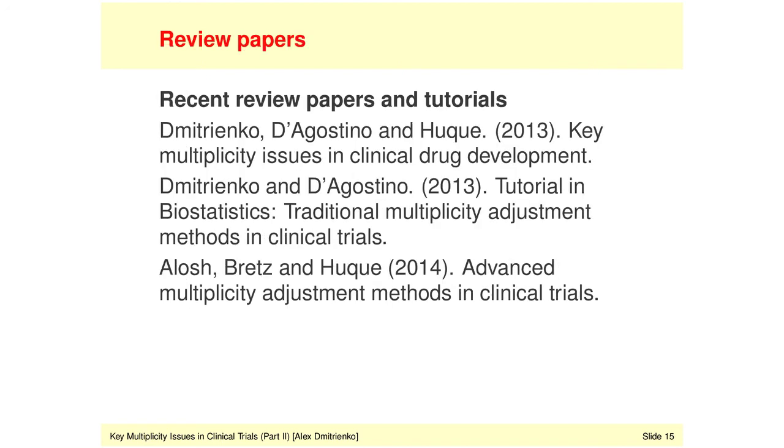Finally, as I did in Part 1, I would like to point out that you will find information on recent developments in the area of multiple comparisons in clinical trials, in a number of review papers and tutorials in biostatistics that were published in Statistics in Medicine. These are the papers on key multiplicity issues in drug development, and also 2 tutorials, traditional multiplicity adjustment methods in clinical trials and advanced multiplicity adjustment methods in clinical trials.